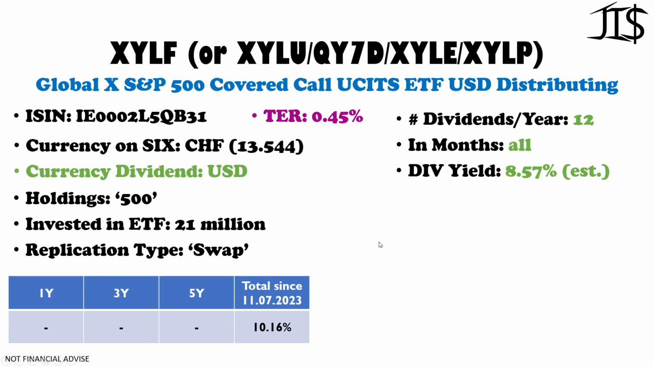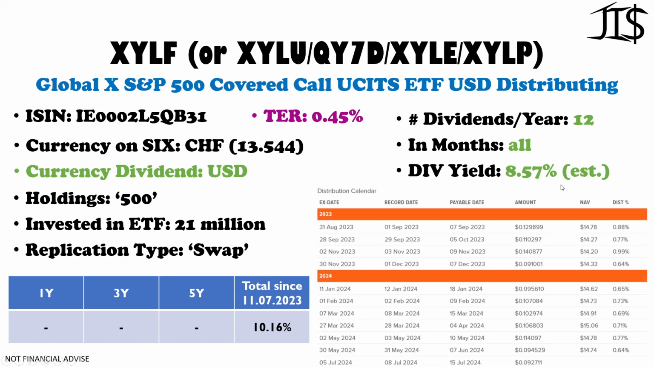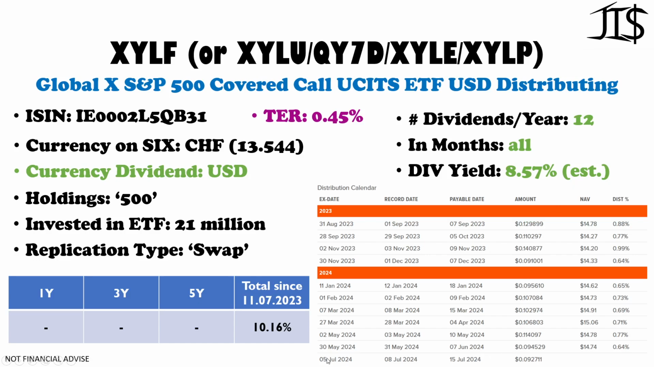Also, 12 dividends per year. The dividend yield is 8.57%, but that's still an estimation because we still have one distribution to go. So the one from the beginning of August, we don't know that one for sure yet. So it's based on the first 11 distributions of this ETF, and then calculated it as an average for the 11 months and added the average as the 12th month. And yeah, it's 8.57%, so not bad at all, but yeah, much lower than the SDIV one, of course.